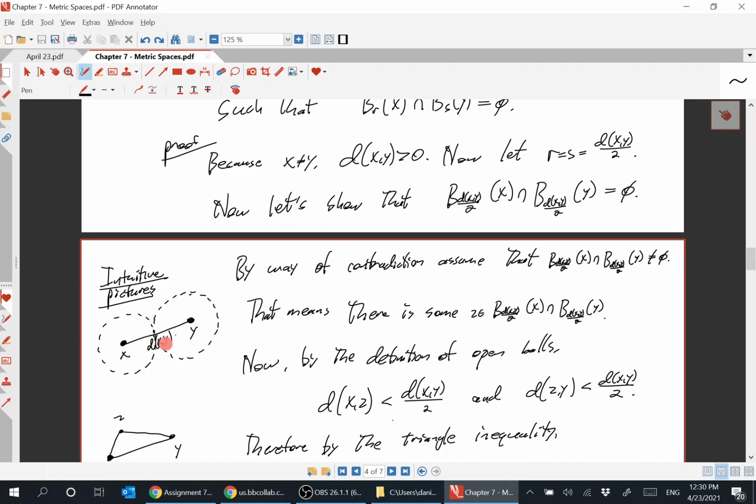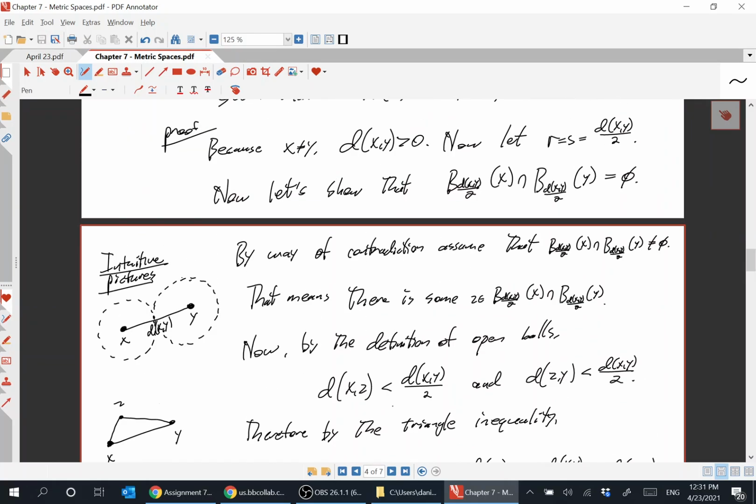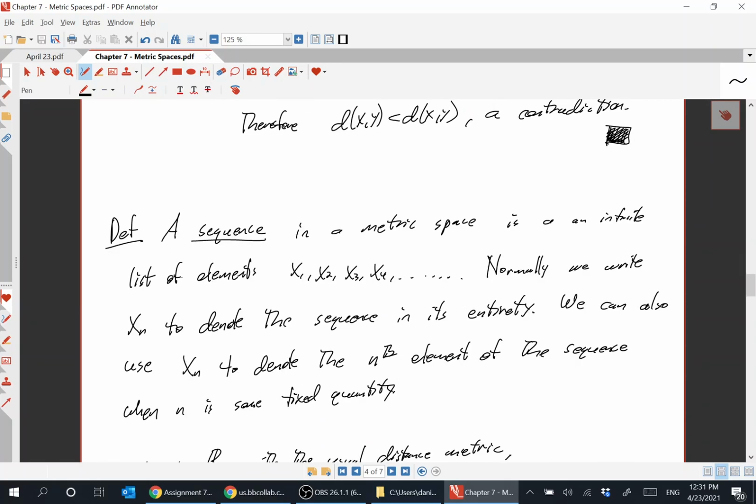Cut that distance in half and put the balls of radius 1/2 d(x,y) around each point, or 1/3 d(x,y) if you want it to be more obviously disjoint. But 1/2 is good enough. So you can always do that in a metric space. No matter what the metric, no matter what the metric space, given any 2 points, there are always disjoint open balls around those 2 points. And here's the proof right here. So that's definitely something you want to know.